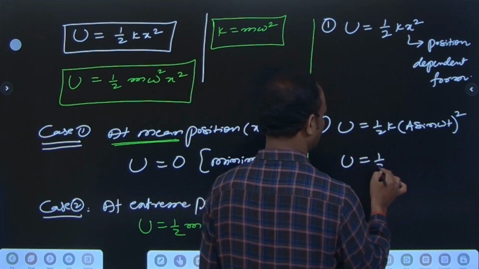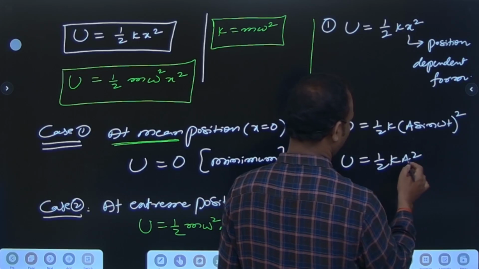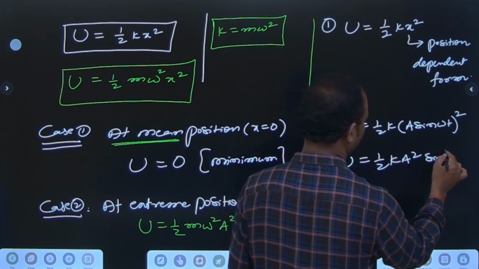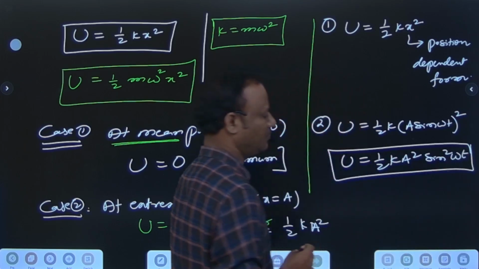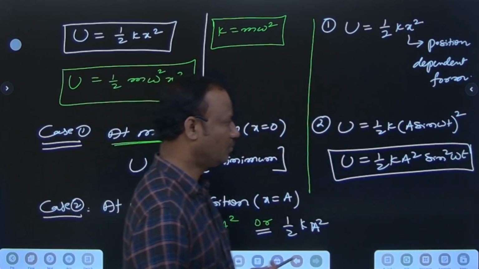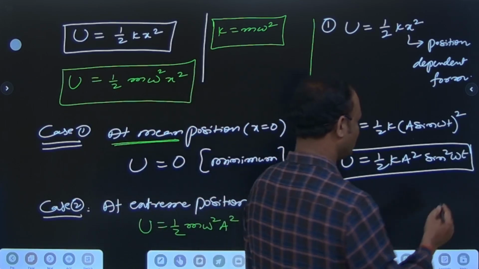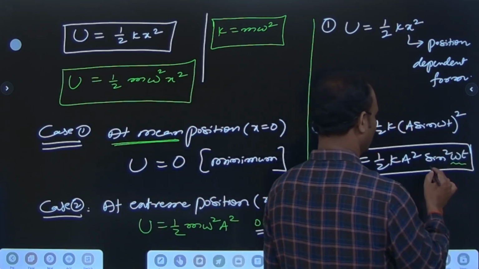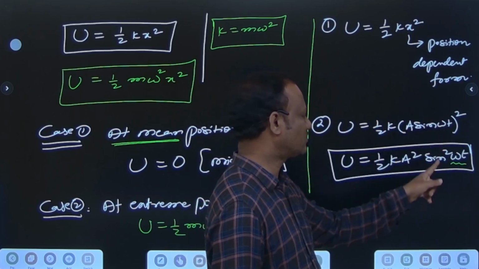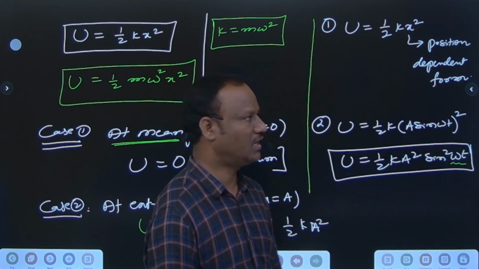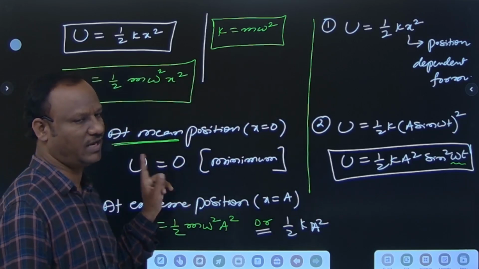So this will become U is equal to half k a square sin square omega t, which is the time dependent form. Omega and t should not be squared separately, since omega t is the angle theta. We should not write the square on them, only on the sin: half k a square sin square of omega t. So this is about position dependent and time dependent.